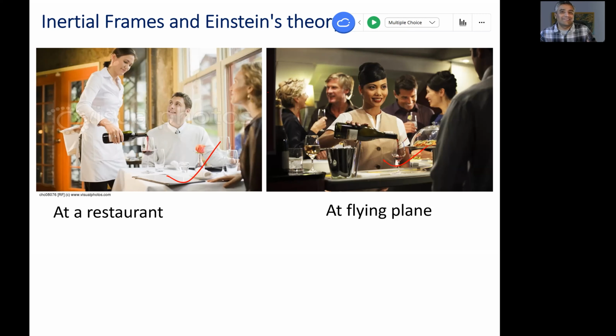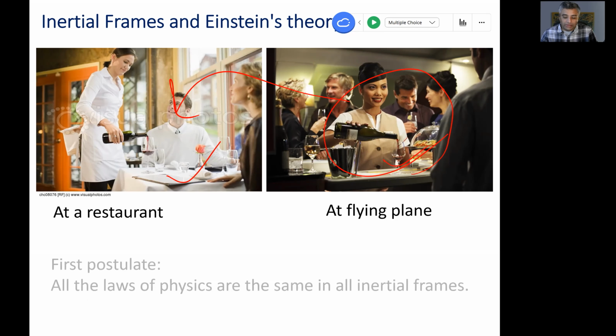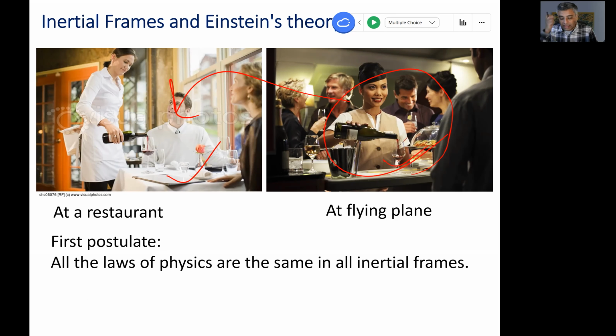So in that kind of situation, it's moving with constant speed. When that's the case, what happens? You can do all the activities you can do here at the restaurant. Same thing. So not moving or moving with constant velocity, they are kind of equivalent. Okay, so that's what Einstein is saying.